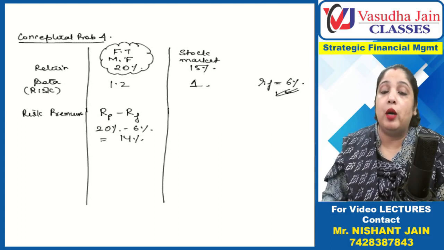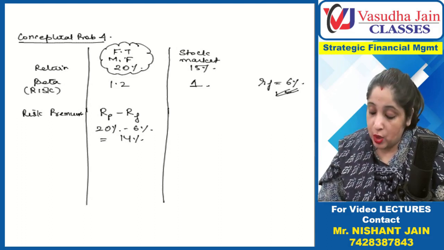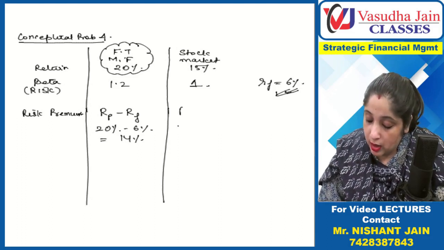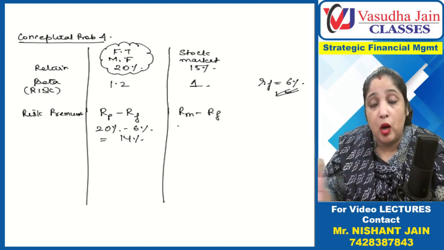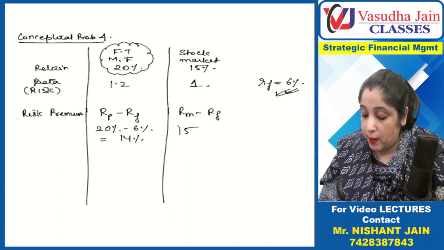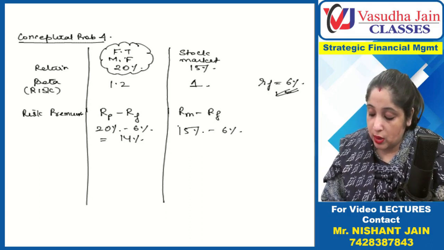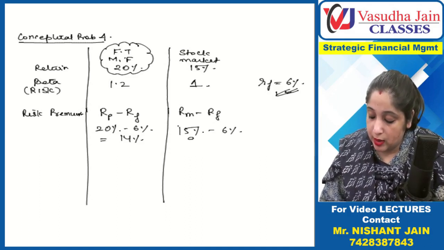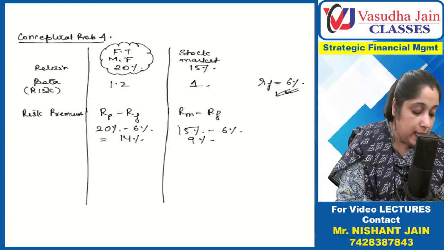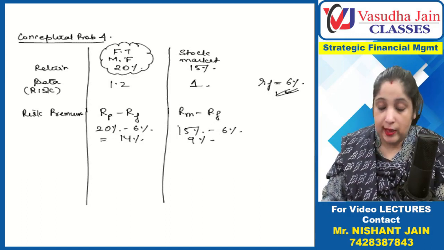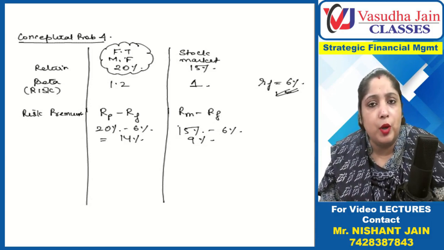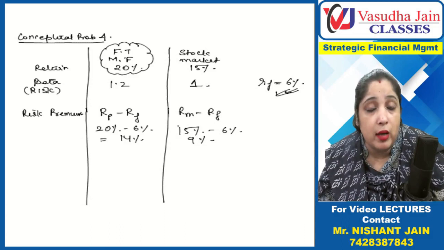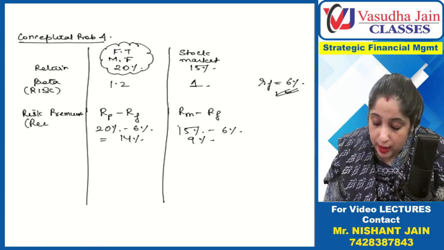Similarly, I am going to compute the same thing for the stock market. How much is the stock market giving you excess beyond the risk-free return? 15% minus 6%. So this is coming out to be 9%. So basically, that is how much excess return you are getting. Why do you get excess return beyond 6%? Because there is a risk involved. This is the reward you are getting for bearing risk.